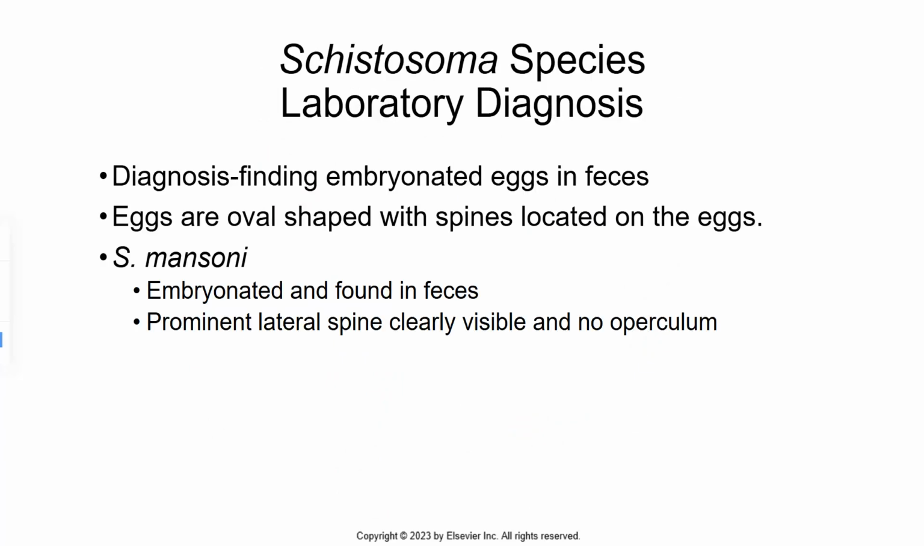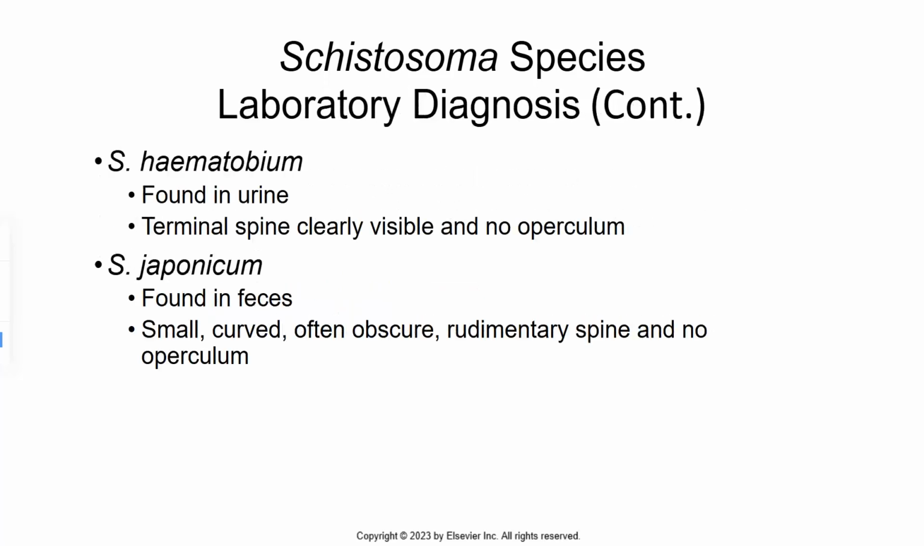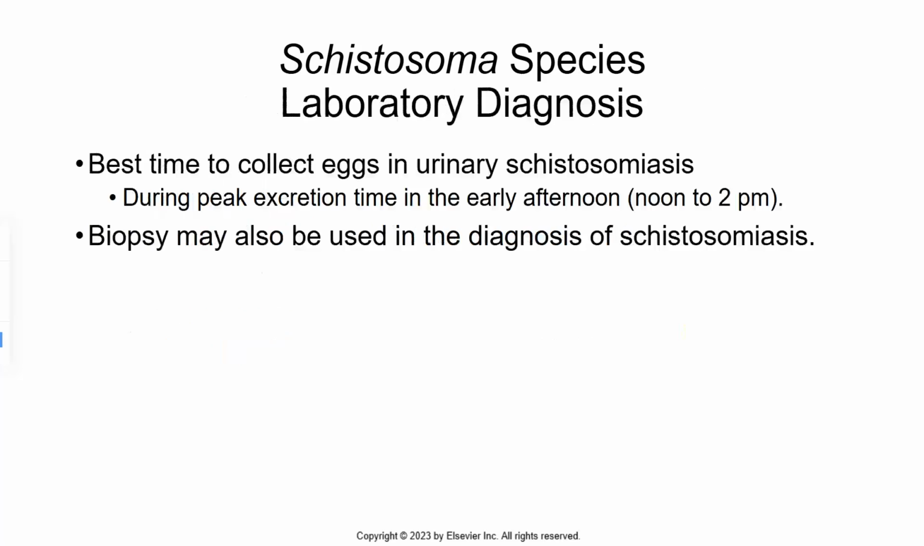Diagnosis: finding embryonated eggs in the feces, or in the urine if we're talking about haematobium. Eggs are oval-shaped with spines located on the eggs. S. mansoni, embryonated, found in feces, prominent lateral spine clearly visible, and no operculum. S. haematobium is found in the urine, terminal spine is clearly visible, and no operculum. S. japonicum, found in feces, small, curved, often obscure, rudimentary spine, and no operculum.